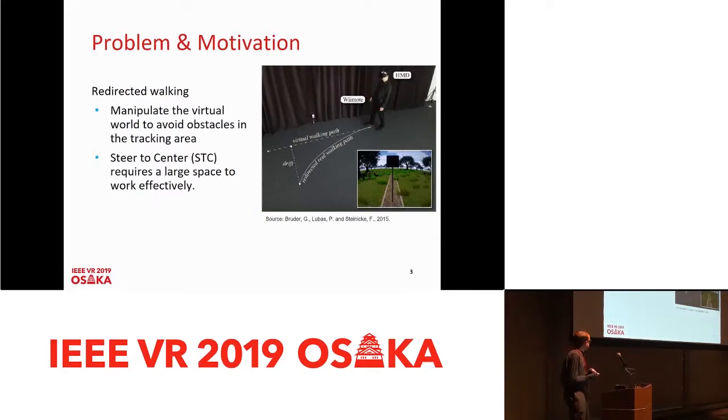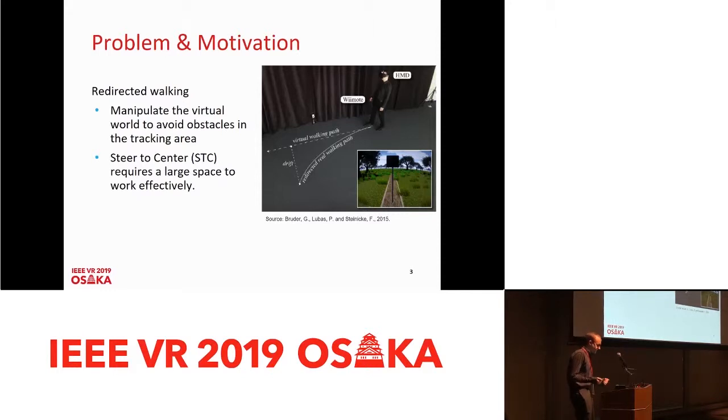One method of doing this is redirected walking. What redirected walking does is distort the correspondence between the physical and virtual motion in order to steer users away from boundaries and obstacles in the room. For example, you could have a user walking down a straight path in the virtual world, and you could rotate their viewpoint so that the user has to walk in an arc in the tracking area in order to stay on that path. And if the tracking area is large enough, then the user can walk in a circle in the tracking area while walking indefinitely in a straight line in the virtual world.